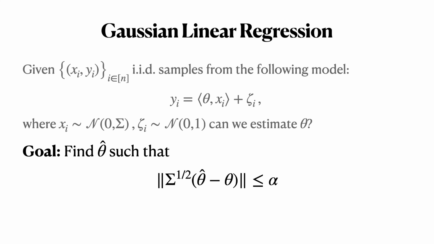And note that if I only have access to an estimate theta hat and the true parameter theta, I can't even evaluate this norm. So in order to know whether an estimate is good, I need to have some estimate of the covariance sigma, and this will turn out to be important later on.